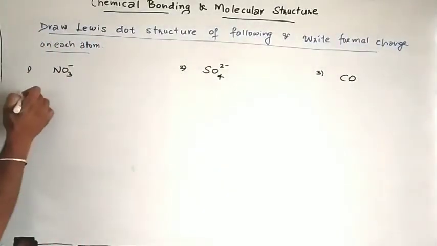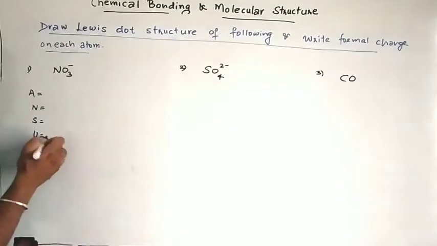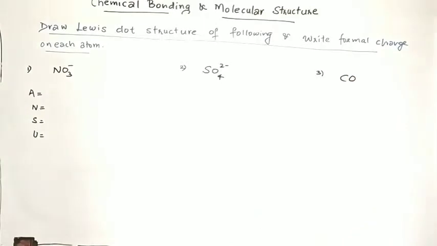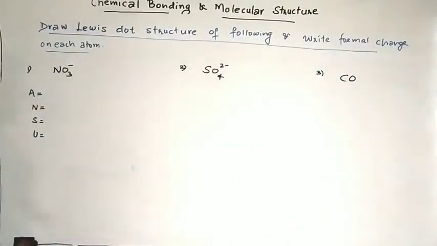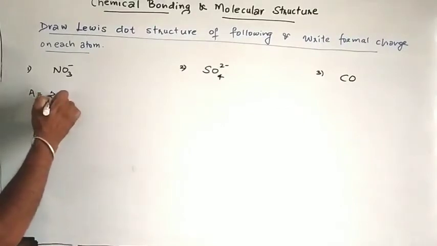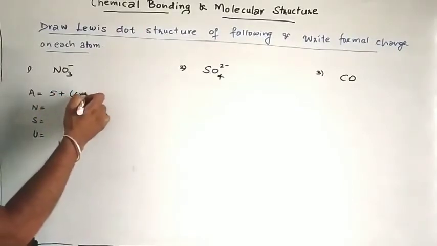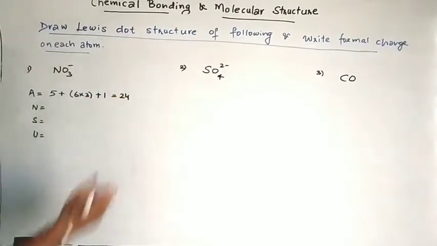What to do is first we will find A and S, U, the values. A is available electrons, N is needed electrons, S is shared electrons, and U is unshared electrons. So last lecture we learned this. There are 5 valence electrons of nitrogen, 6 valence electrons of oxygen into 3, plus 1. It becomes 24.